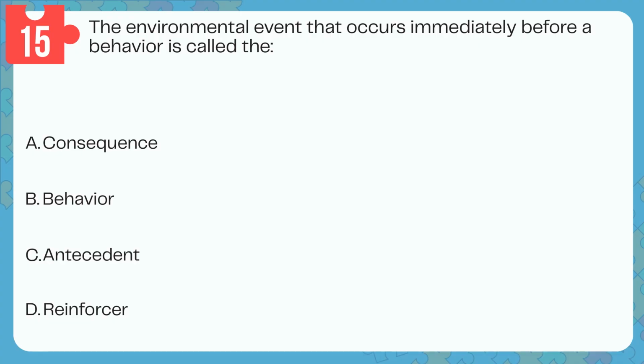Question 15. The environmental event that occurs immediately before a behavior is called the A. Consequence. B. Behavior. C. Antecedent. D. Reinforcer.